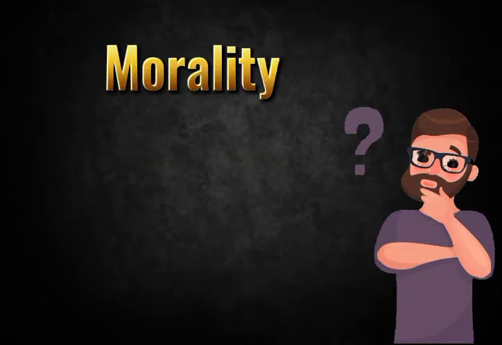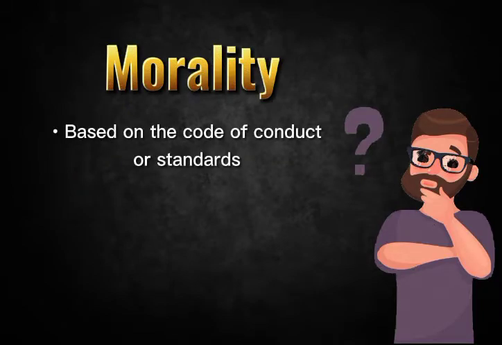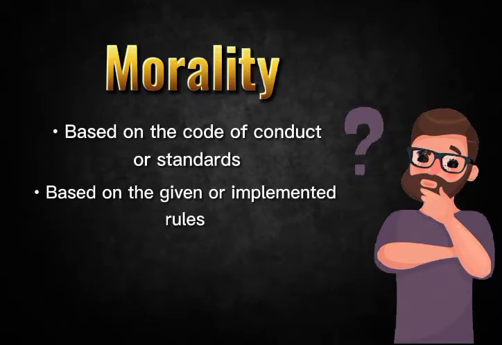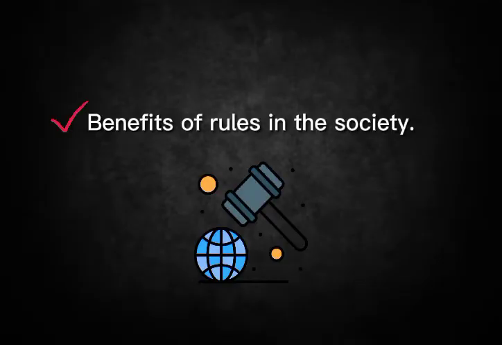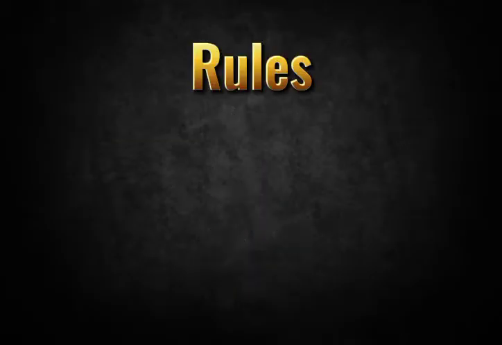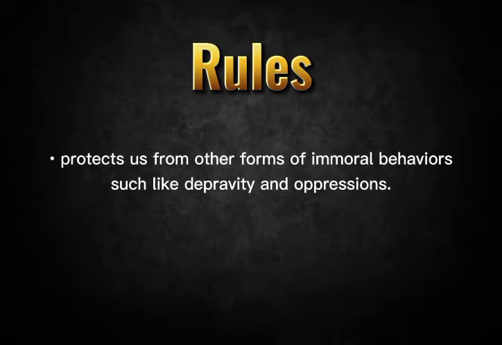On the other hand, morality is based on the code of conduct or standards in our society. It is usually based on the given or implemented rules or laws in our society, such as killing, stealing, and other forms of crimes being prohibited. Moreover, we also discussed the different benefits of rules in our society, as stated in your handout 1. Rules are important to us because they protect us from other forms of immoral behavior, such as depravity and oppression.